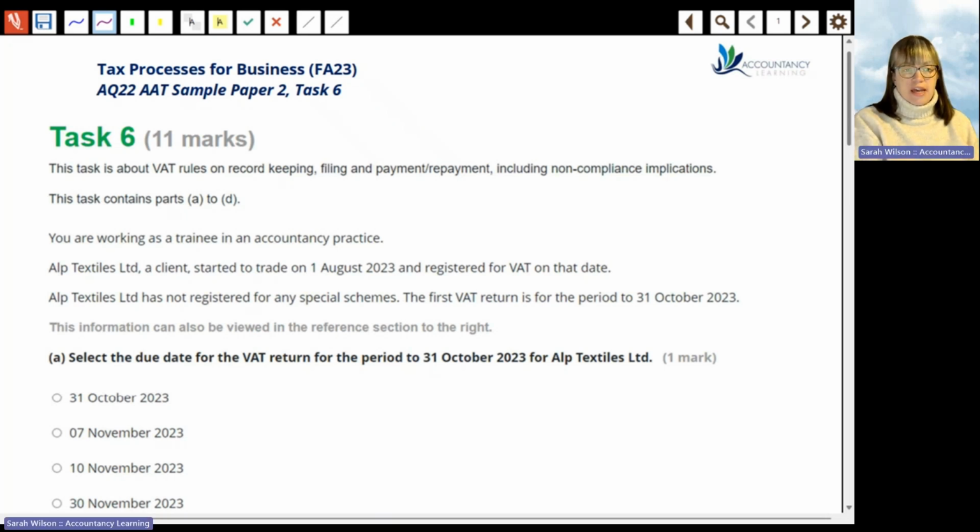So this task is going to be about VAT rules on record keeping, filing, payment, repayment, including non-compliance implications. And we've got parts A to D to complete.